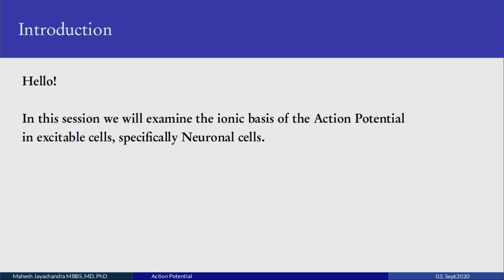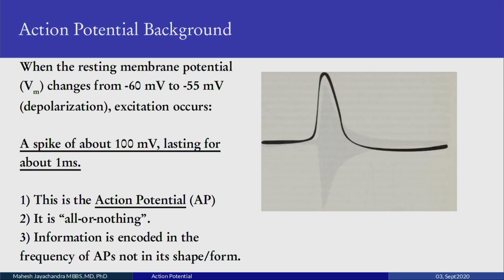Hello, in this session we will examine the ionic basis of the action potential in excitable cells, specifically neuronal cells. There are other electrically excitable cells in the body, muscle cells and cardiac cells, but we are talking about neuronal cells.